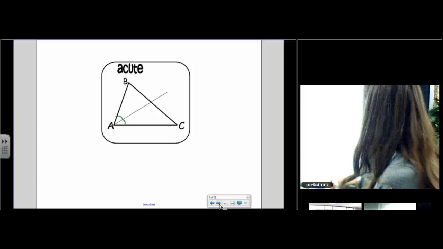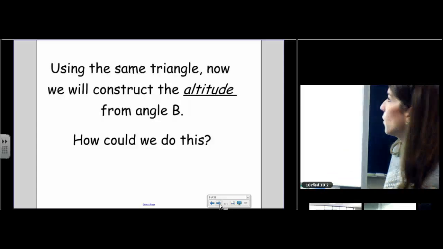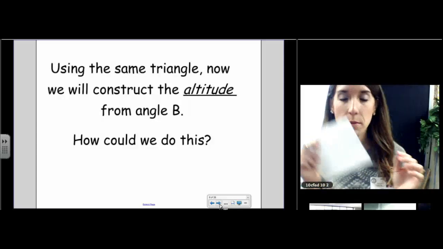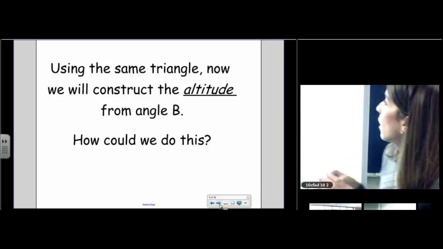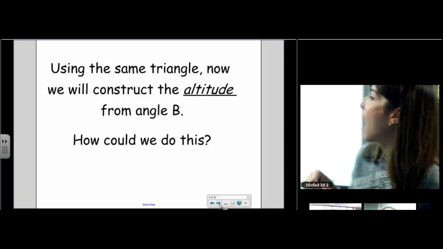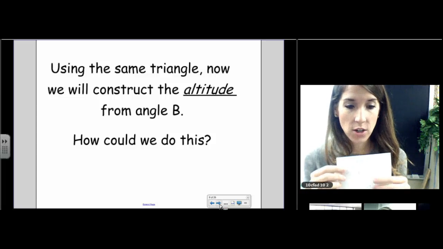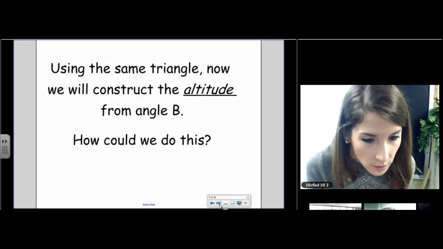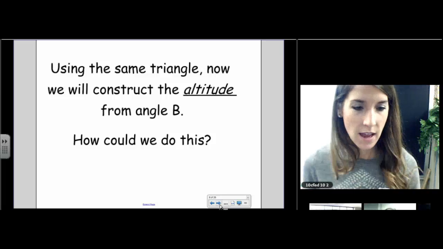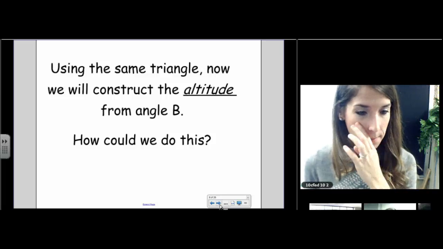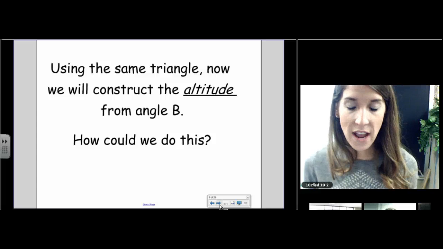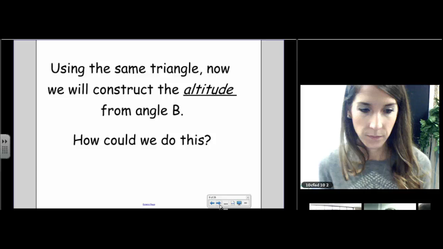Okay, so moving on. We're going to use this triangle twice because we want to save patty paper. Now we're going to construct the altitude from angle B. How would we construct the altitude from angle B? And to do this one, we actually have to use our ruler. We can't just fold to find an altitude. Okay?